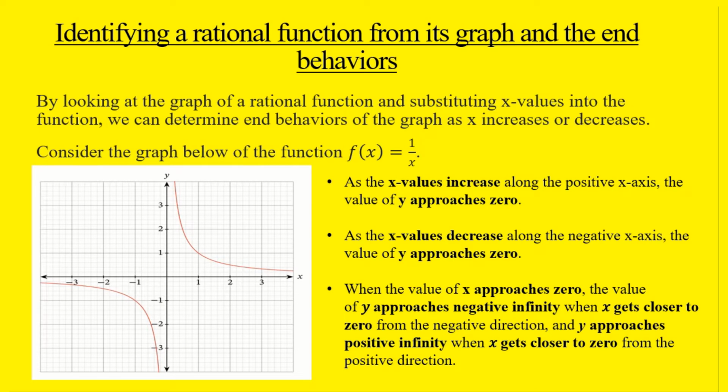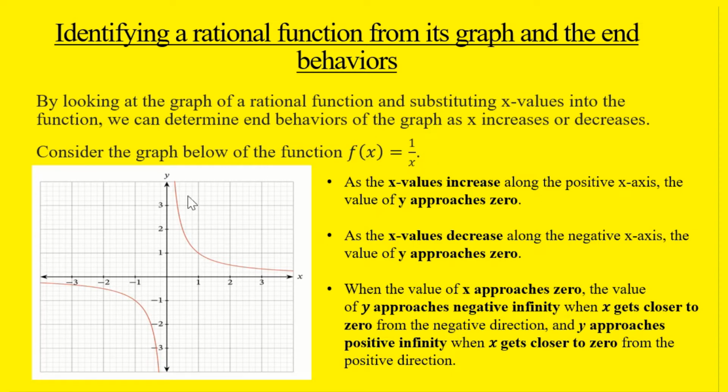Now, the last thing that we want to look at here is identifying rational functions from its graph, and then interpreting a little bit about what's happening to the end behaviors of the graph. So just by simply looking at the graph of rational functions and substituting different values into the given function that we have, that helps us to determine the end behaviors of the graph as x is either getting really large or really small. So let's consider this function here, f of x is equal to 1 over x.